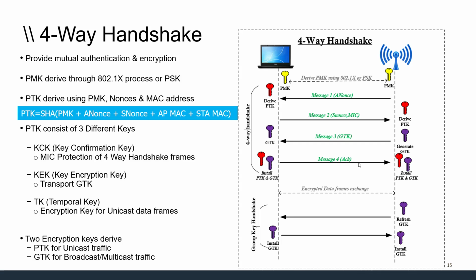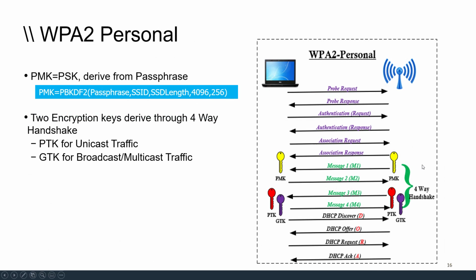In the next slide, we will go through how the four-way handshake is used in the WPA2 scenario. As you can see here, if you configure the same passphrase or password on your AP and your supplicant, they both have the same PMK value. This PMK value is calculated, as you can see here, with a password-based key derivation function. As long as you know the passphrase you use and the SSID in use, anybody can calculate this PMK value. That is the drawback of this WPA2 personal method.